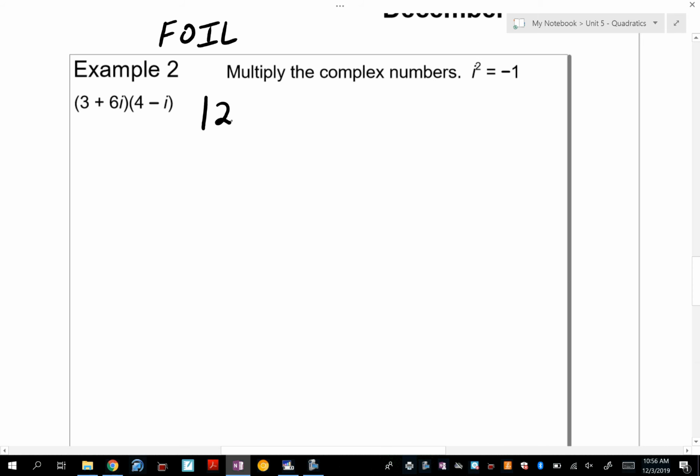12. Excellent. Then this 3 times the negative i, what's 3 times negative i? It's actually negative 3i, right? Because a positive 3 times a negative i is negative 3i.